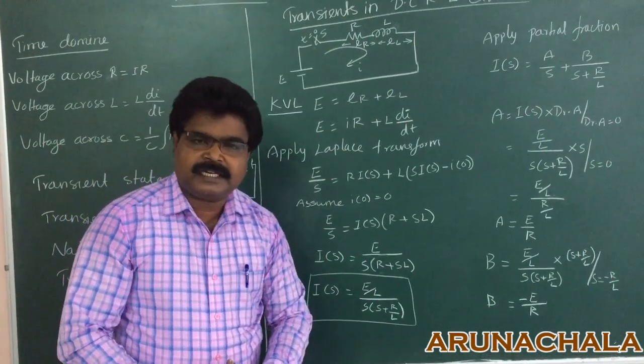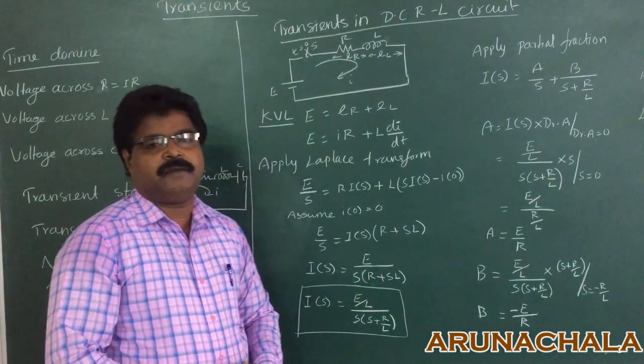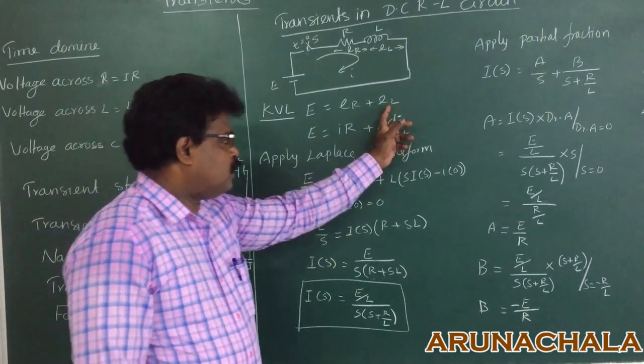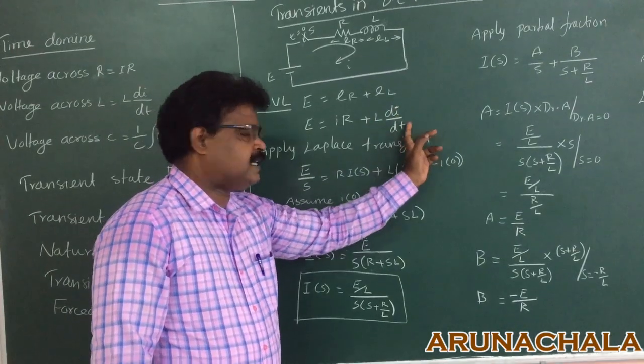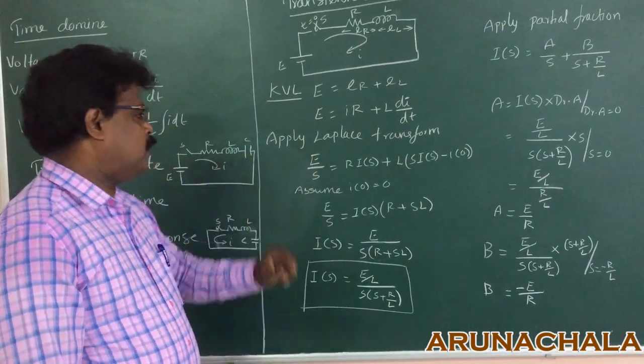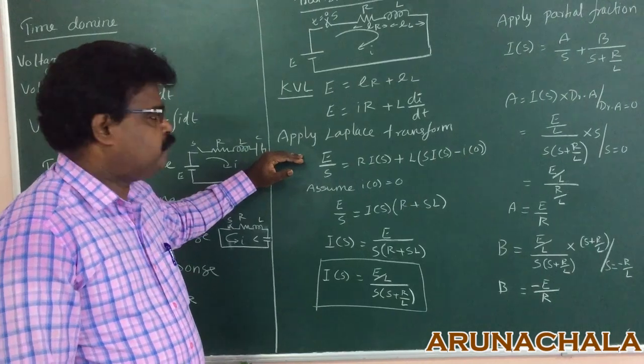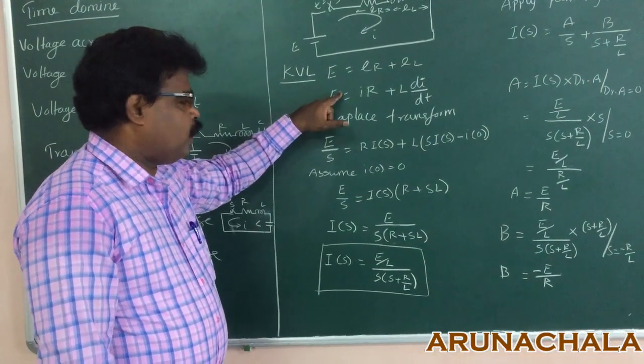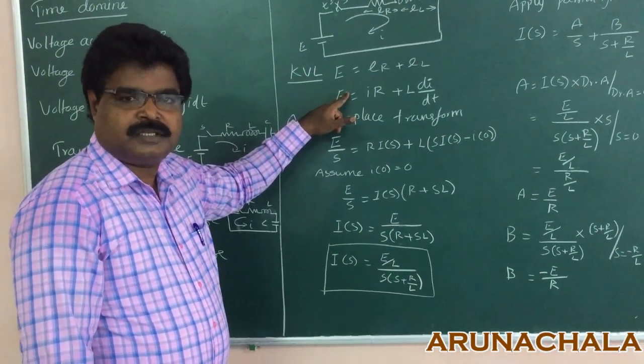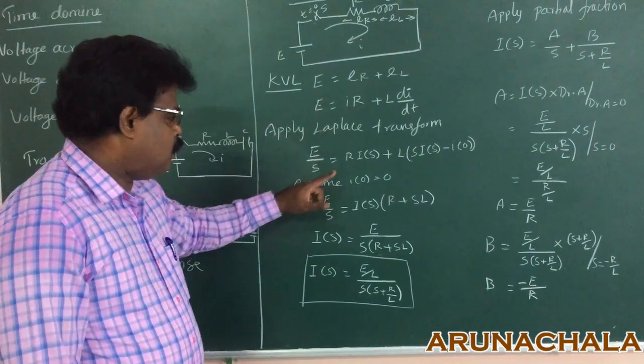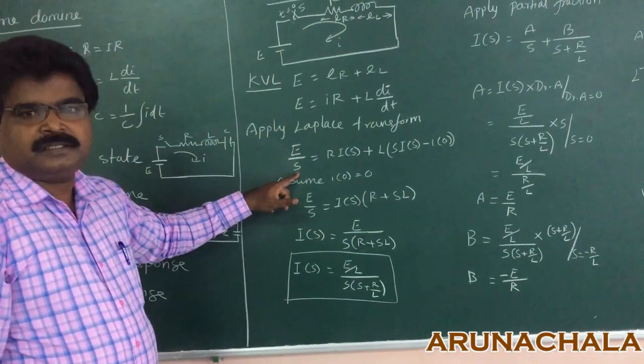What is the voltage across the inductor? That is equal to L into di by dt. So you have to substitute the value of EL, the voltage across the inductor, in the time domain. That's very important. Then apply Laplace transform. So E into 1, that's the meaning of this. So what's the Laplace transform of 1? 1 by S. So it is E by S.